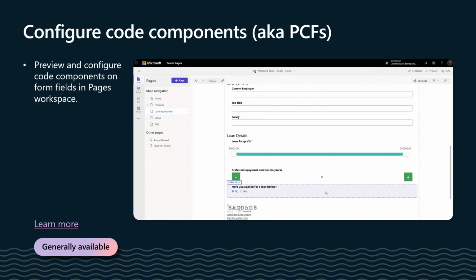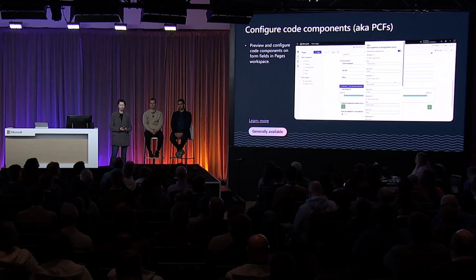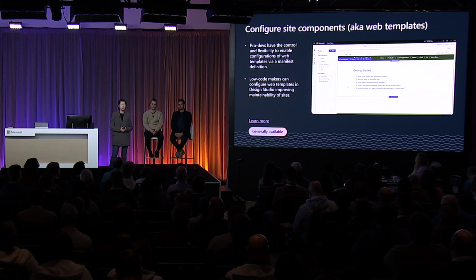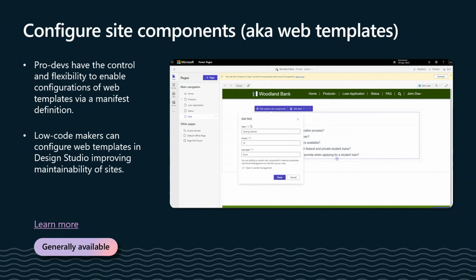In Power Pages, pro devs can add these code components to a web page or a data form via code, and makers can then configure their properties in Design Studio. Developers can also use web templates to build reusable custom layouts and functionality on their Power Pages sites. Developers can add a manifest in the web template definition that specifies which properties they want configurable in Design Studio.